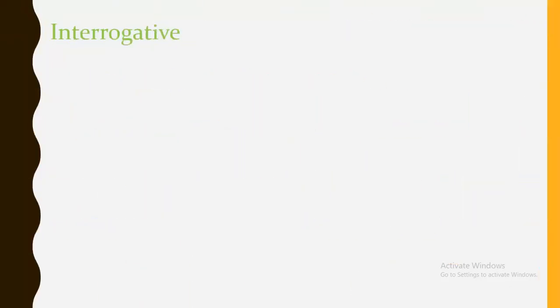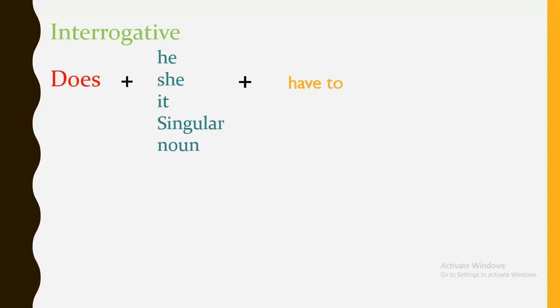Okay, and now we are gonna study the interrogative part. How to make a question using has to or have to. We'll start the question with does, with only these pronouns: he, she, it, the singular noun. And then we will put have to, again not has to. Okay, and the verb in its infinitive form, and of course don't forget the question mark.